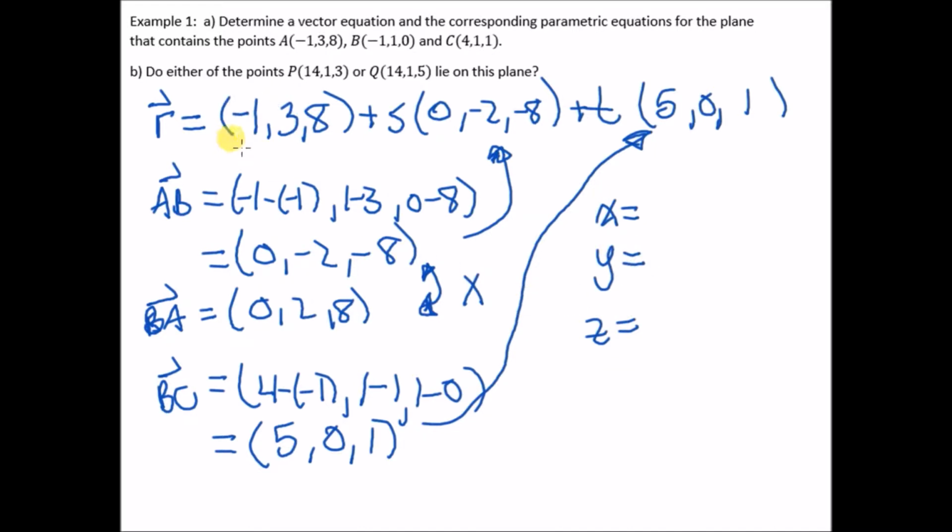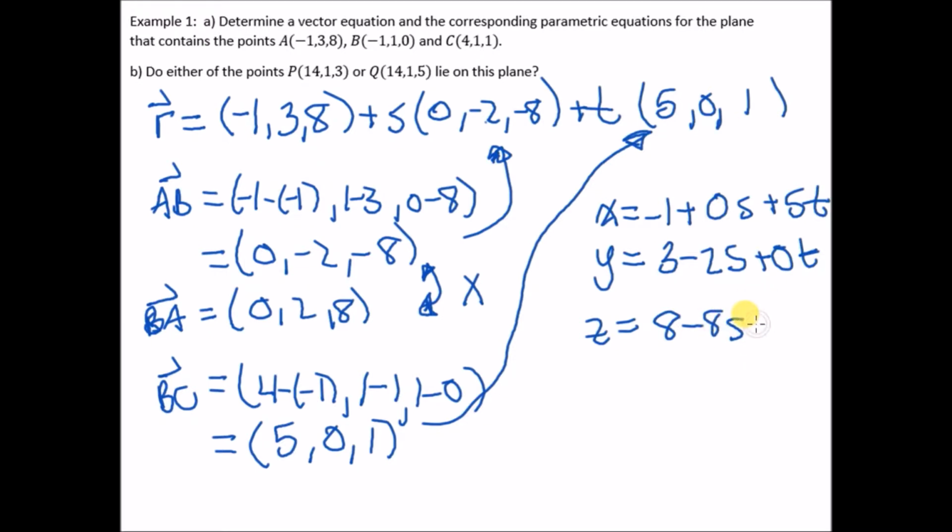So let's see every single number that corresponds with x. -1 plus 0s plus 5t. If you want to leave out the 0s, you can. Now the y's. 3 minus 2s plus 0t. Again, you can leave out the 0t. And then the z. 8 minus 8s plus t. And there are our corresponding parametric equations.